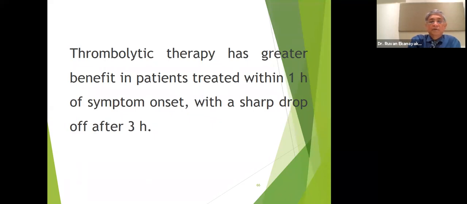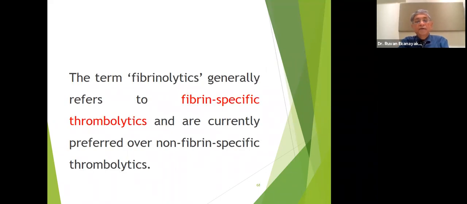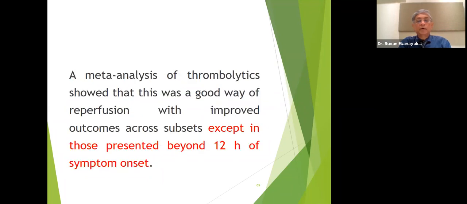If you get thrombolysis within 1 hour of symptom onset, the benefit is great. In fact, the benefit may be as good as primary PCI. We have the term fibrin-specific thrombolytics, and we have the non-fibrin-specific thrombolytics. Now, what we recommend is the fibrin-specific thrombolytic agent, which is tenecteplase.